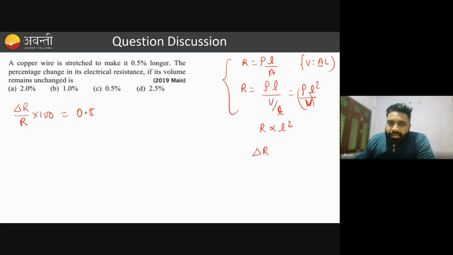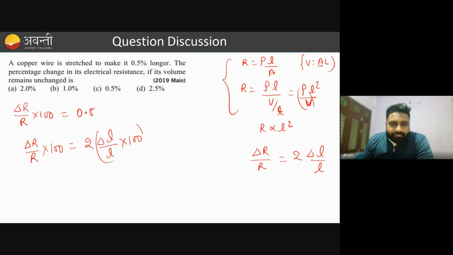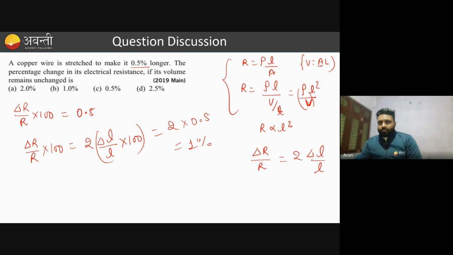So delta R by R will be equal to 2 times delta L by L. Apply this here. Delta R by R into 100 is equal to 2 times delta L by L into 100. So delta L by L into 100 is given to you as 0.5. So 2 into 0.5 will become 1%. Got it?